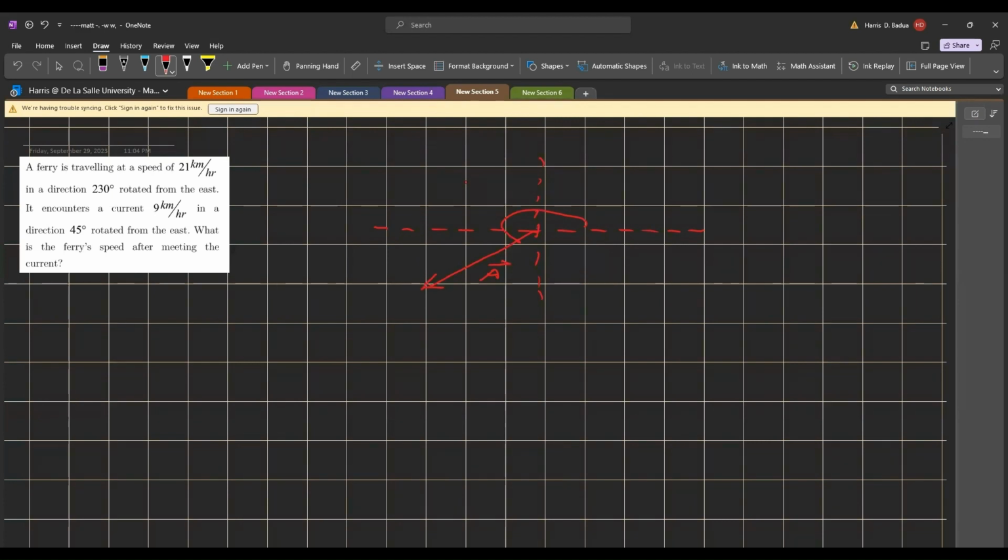So we can actually solve for this theta here between the x-axis. It is just equal to 230 minus 180. So this is 50 degrees. Then it also says that at 45 degrees from the east is my current. Let's just name the current as vector B. So now we have to find what is the ferry speed after meeting the current. So basically, it's just vector A plus vector B.